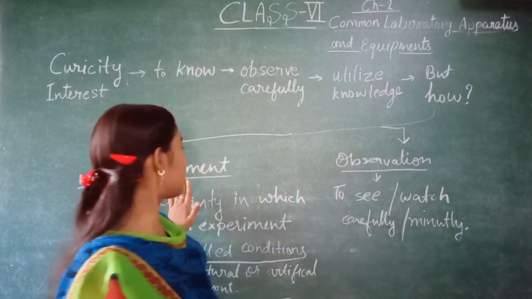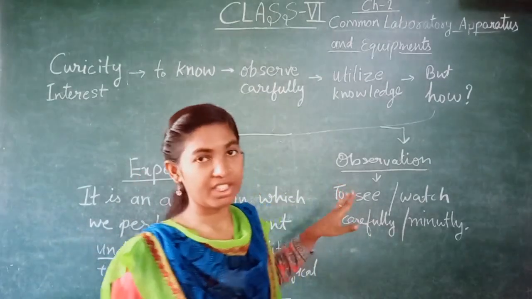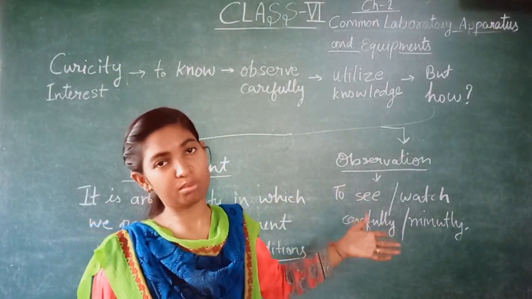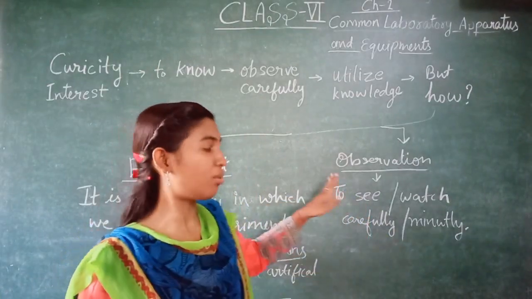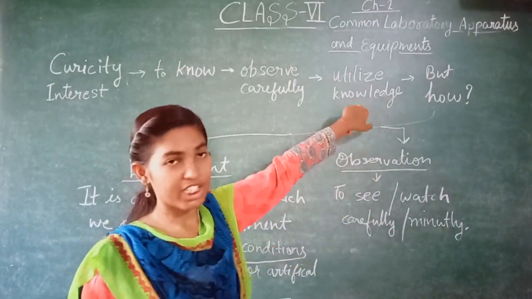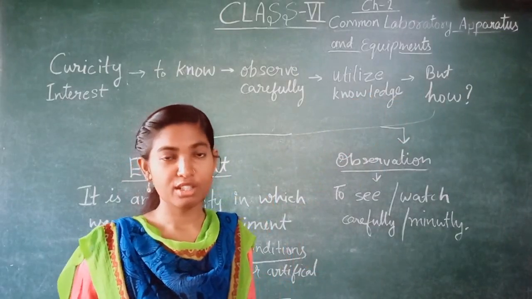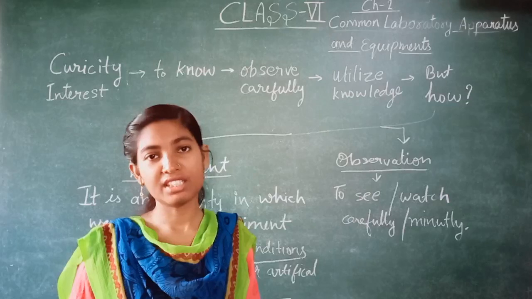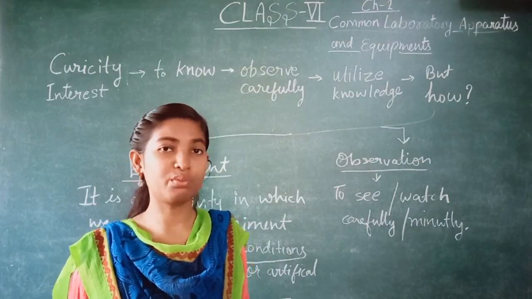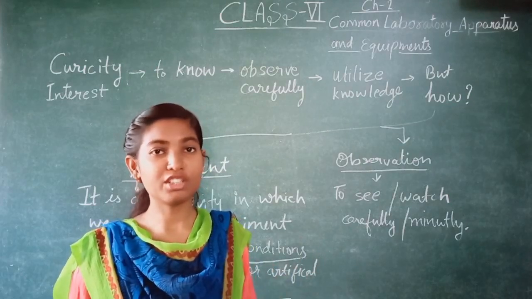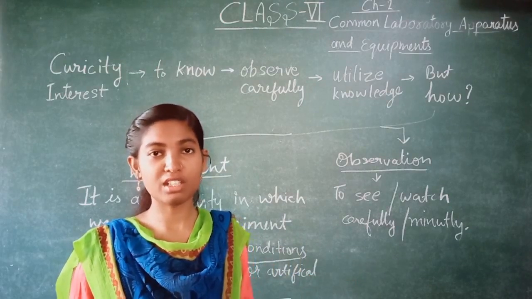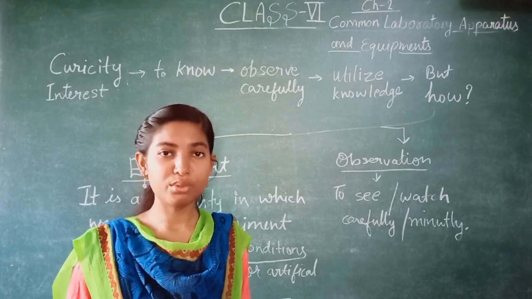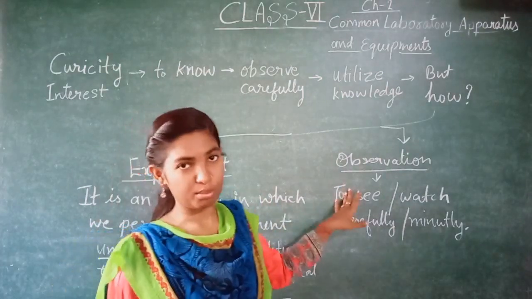So experiment and observation are interrelated with each other. Where there is experiment, there will be observation. Without experiment and observation, the utilization of our knowledge is incomplete. And without utilization of knowledge, the main study of science is incomplete. Of course, you are getting the knowledge, but it is of no use if you do not use that knowledge. So to use the knowledge you are getting, you have to do experiment and observation.